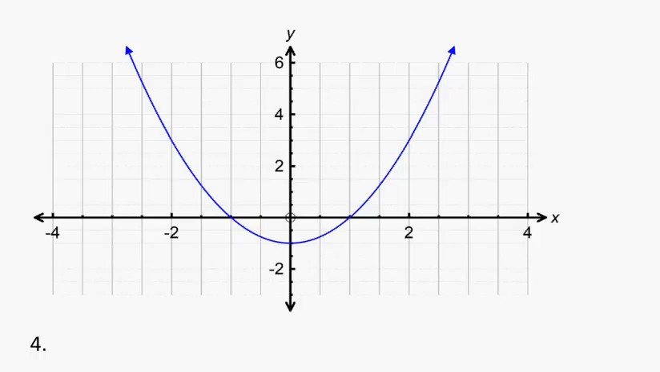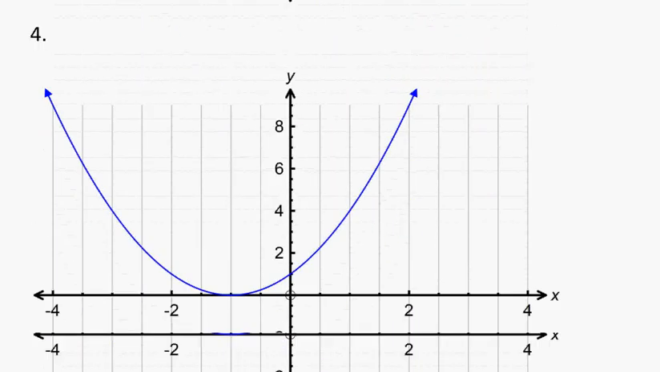This parabola has been moved down. Now make sure you know the scale, that's at -1. And so I could write the equation of that as y equals x squared minus 1, because it's just moved up and down the y-axis.